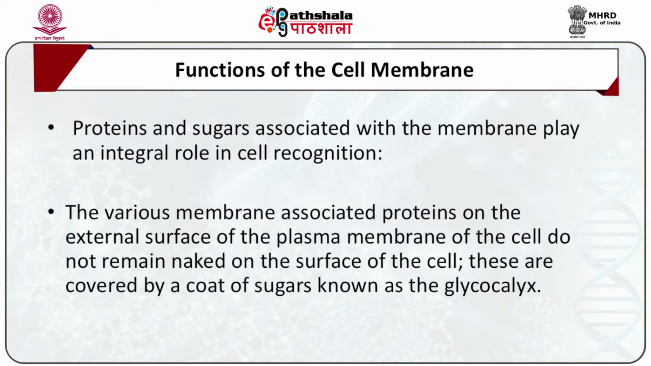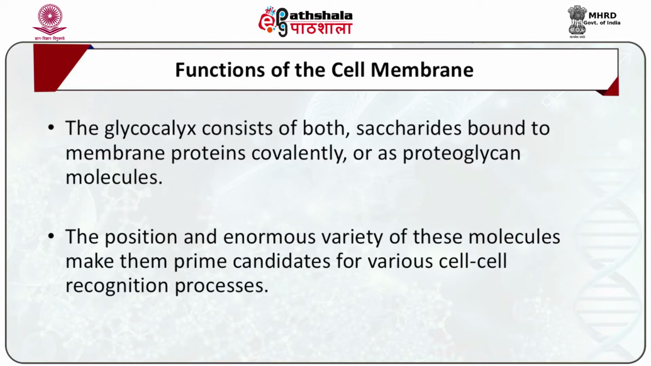The various membrane associated proteins on the external surface of the plasma membrane of the cell do not remain naked on the surface of the cell. These are covered by a coat of sugars known as the glycocalyx. The glycocalyx consists of both saccharides bound to membrane proteins covalently or as proteoglycan molecules. The position and enormous variety of these molecules make them prime candidates for various cell-to-cell recognition processes.